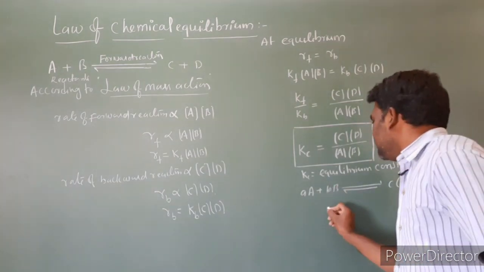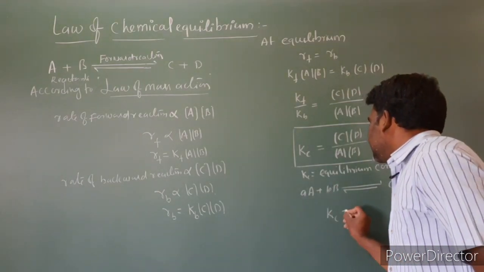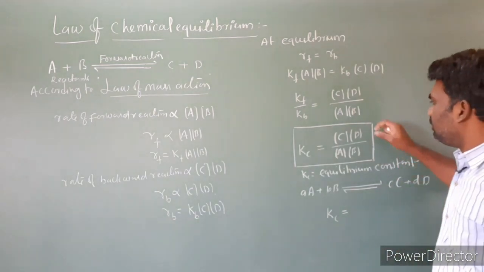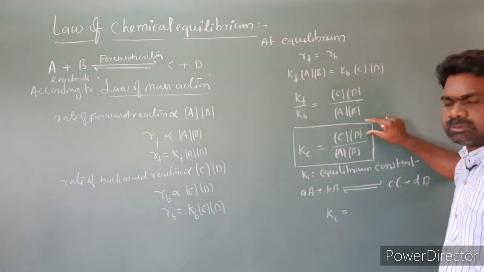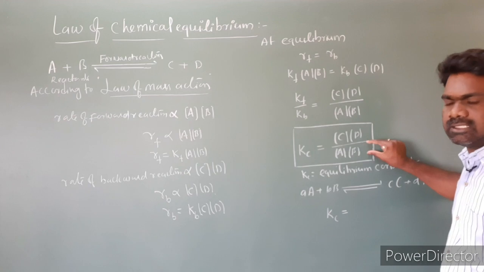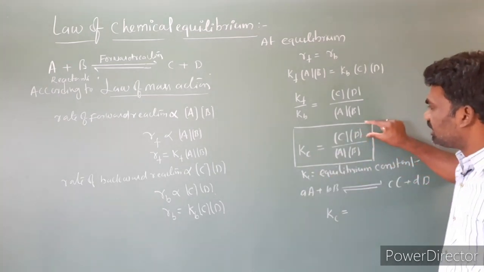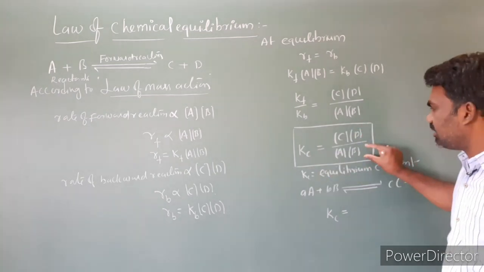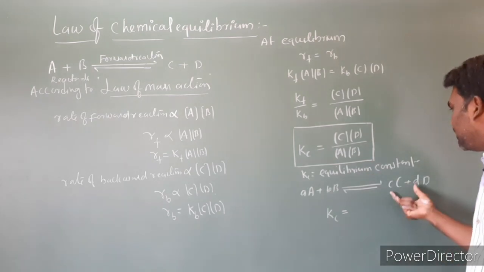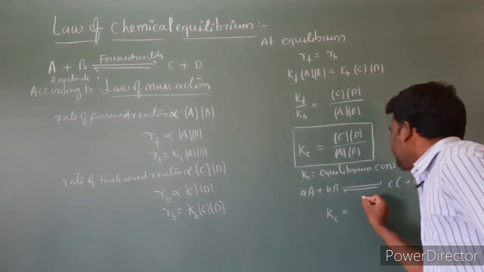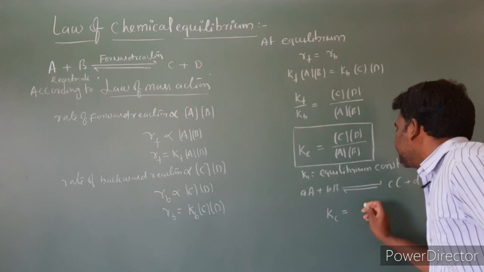So for this case, Kc is equal to the product of concentrations of products divided by the product of concentrations of reactants. Here the products are C and D. So this is the concentration of C.